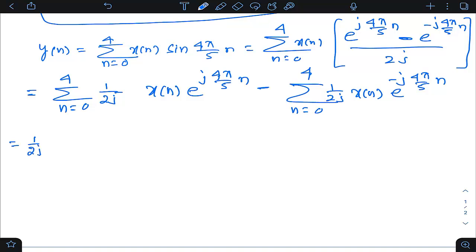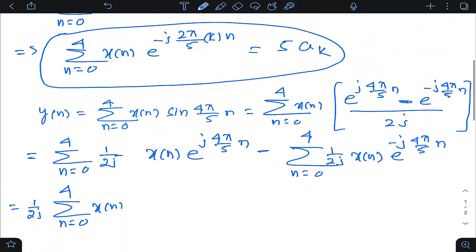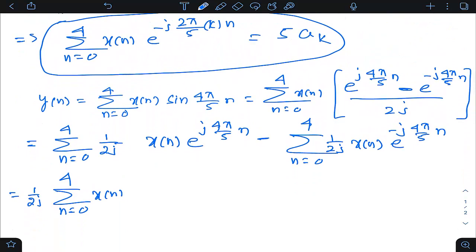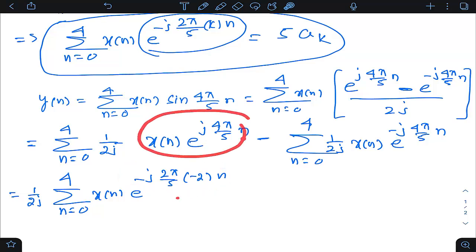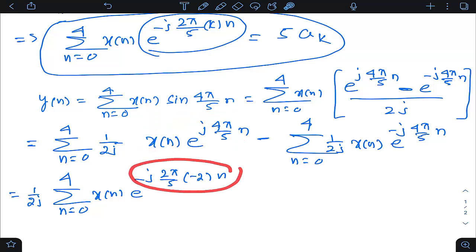Now you see, students, this can be written as the summation n from 0 to 4 of x[n], and the format is like this. You see this pattern, e raised to power minus j 2 pi by 5. Now what is the value of k if I compare? It is coming as minus 2, with n. Because this is coming as plus j 4 pi by 5 n, so this is the same as this factor.